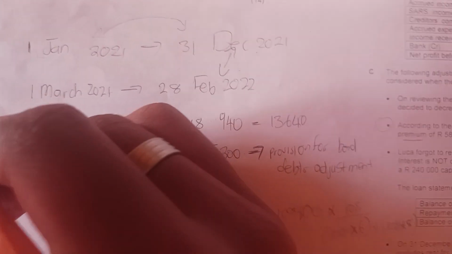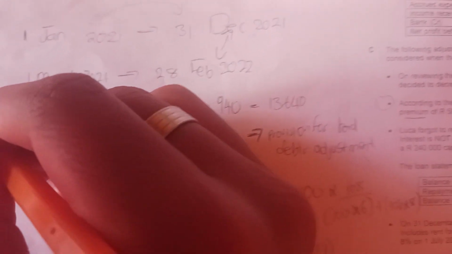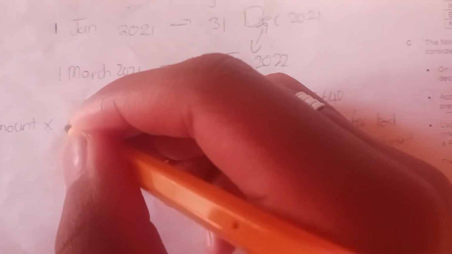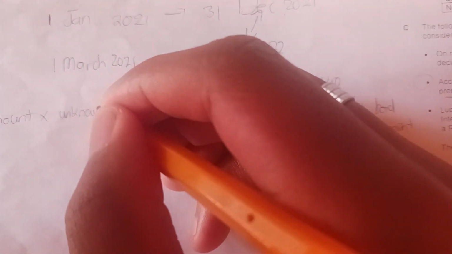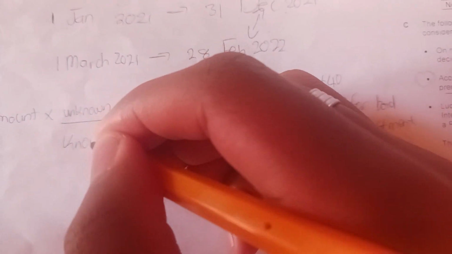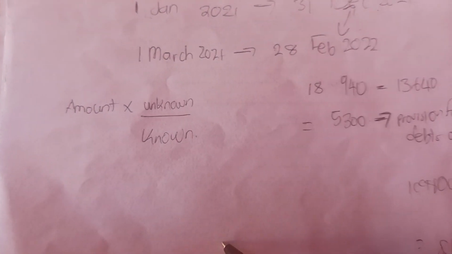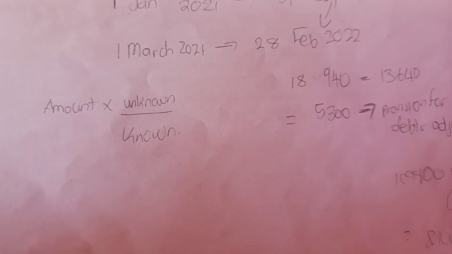So let's look at this method. It's called the amount times unknown over the known. You guys understand? So now let's do this.